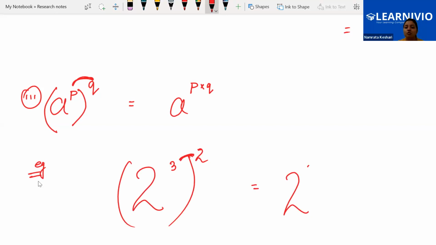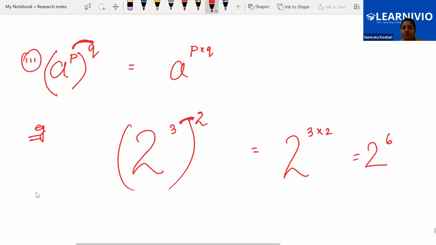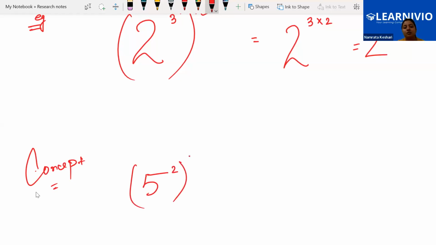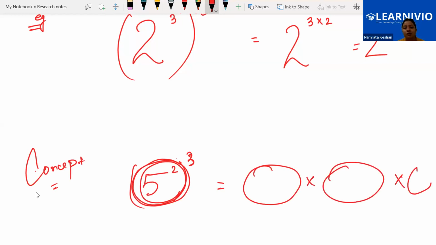So we will have 2 to the power 6. All right. Let's see the concept behind it. Whenever you have, let's say, 5 square and then the power is 3, that means whatever is inside the bracket, we write that 3 times. What was inside the bracket? Inside this circle, 5 square is there, and we have to write it 3 times.